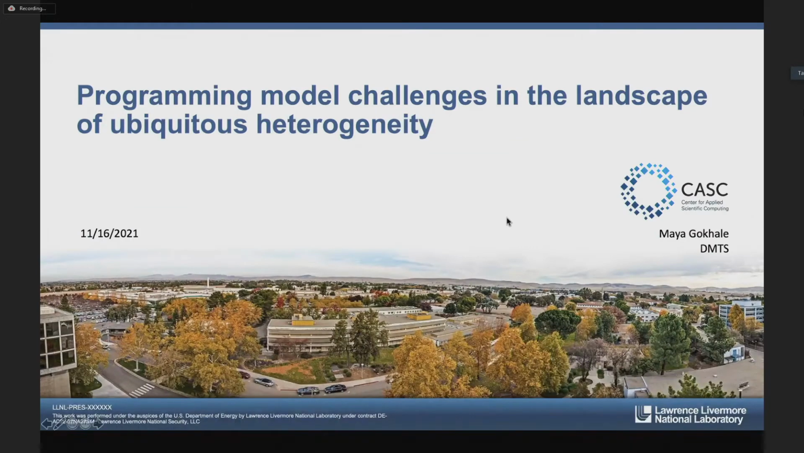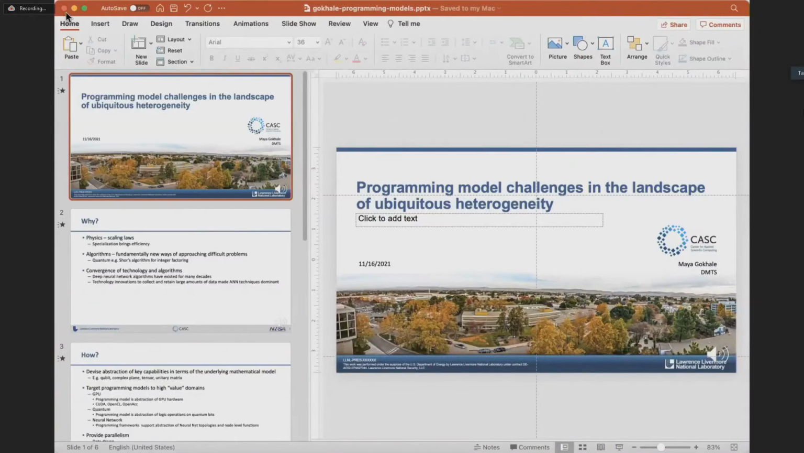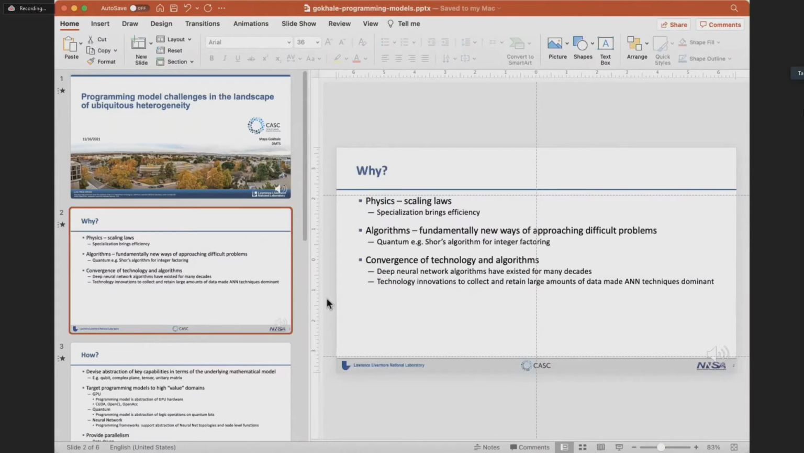Okay, I'm going to talk a little bit about programming model challenges in the landscape of ubiquitous heterogeneity. This is what we're facing. You know what, I had recorded that, but it's a little long. It's 7 minutes, so I don't know if you want me to skip through it quickly and not go through the whole talk. Hal, what do you think? Yeah, why don't you do that, and then we can get on to the questions. That'd be good.